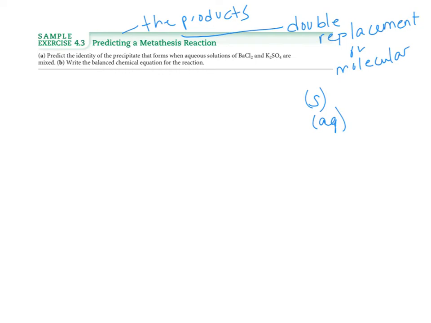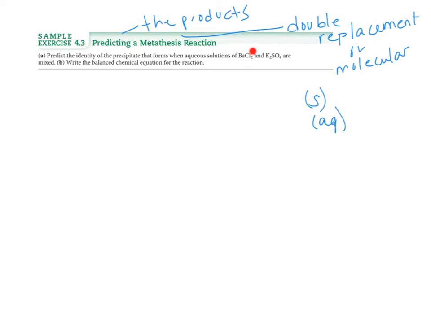Okay, now we're going to work on predicting the products when you have, as we learned last year, a double replacement reaction. We're going to learn two new words for this. We're either going to call it a molecular reaction, and you'll see why in a minute, or this fancy word, which I've actually never heard before, metathesis reaction. You can stick with double replacement.